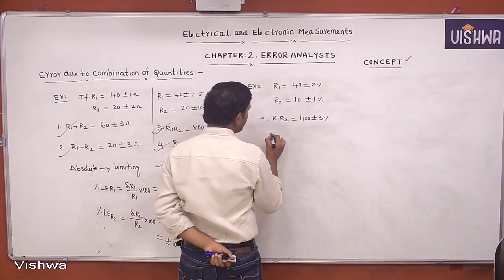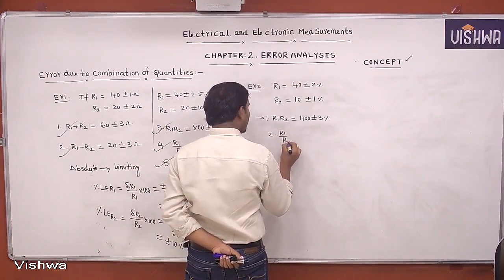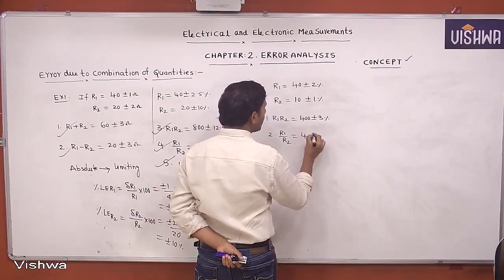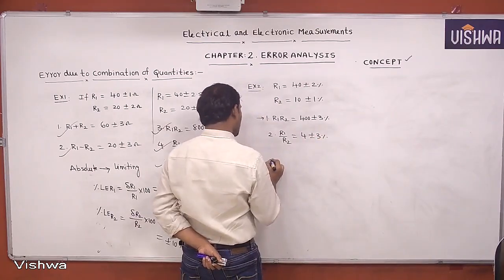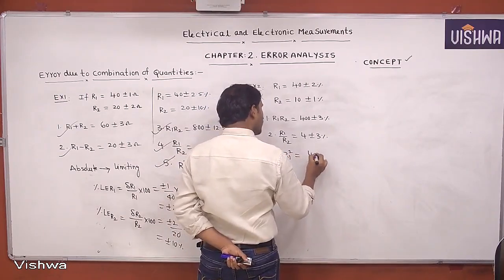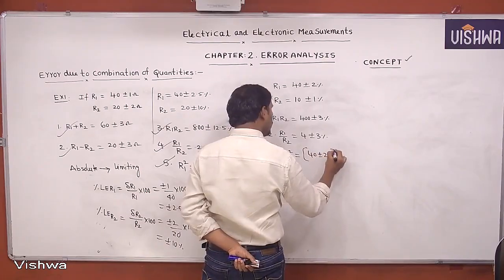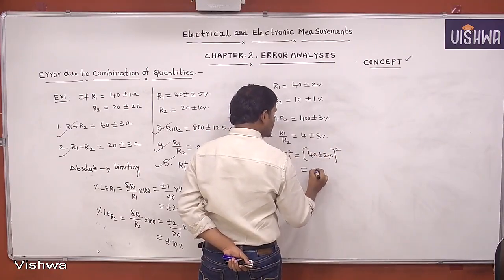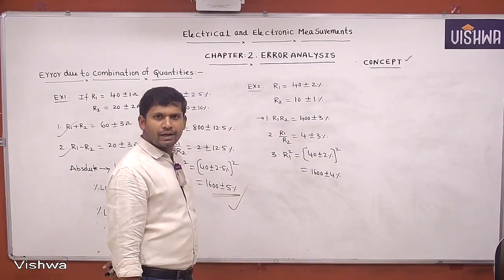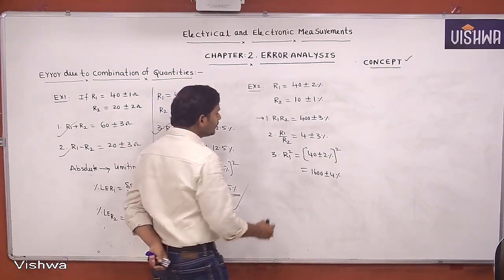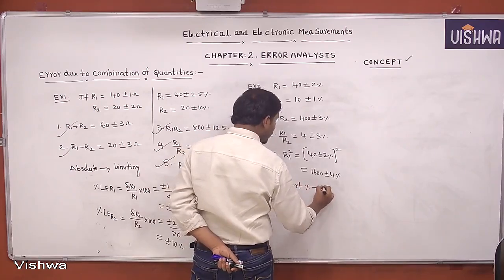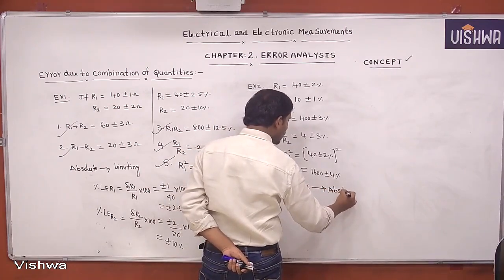What is R1 by R2, you tell me. R1 by R2 equal to, then how we can write, 4 plus or minus 3%. Then what is R1 square? R1 square equal to 40 plus or minus 2% square. Then 1600 plus or minus 4%. Then convert limiting error in percentage to absolute form to solve the remaining.